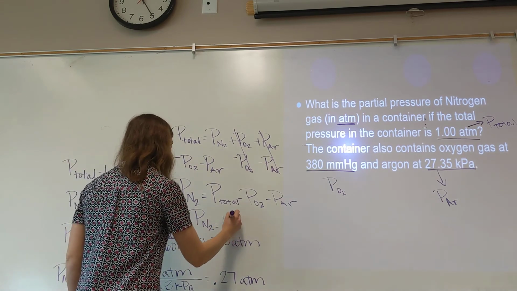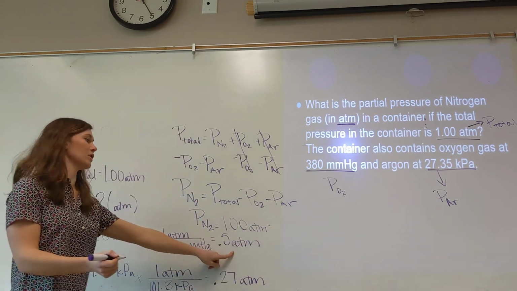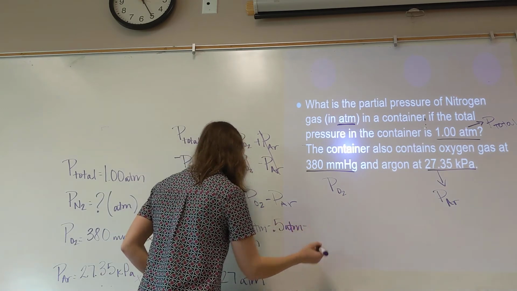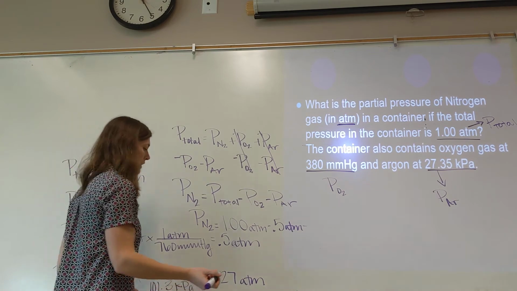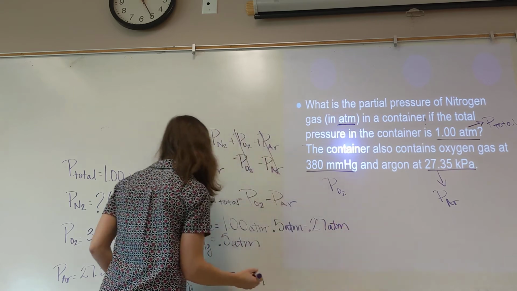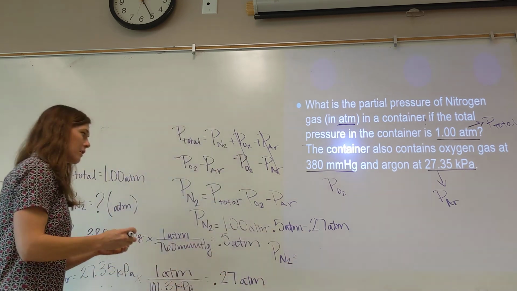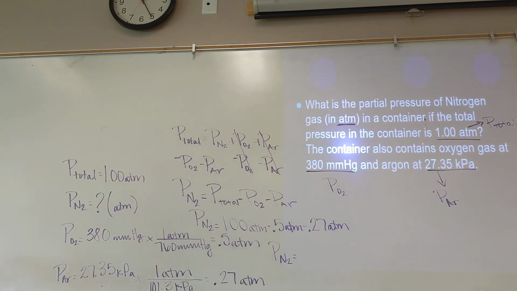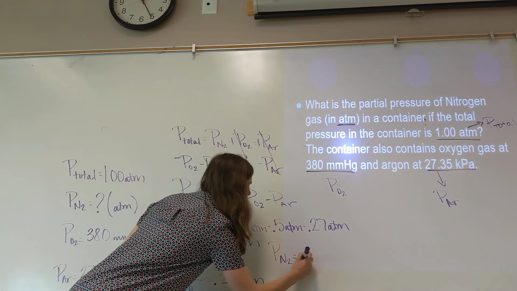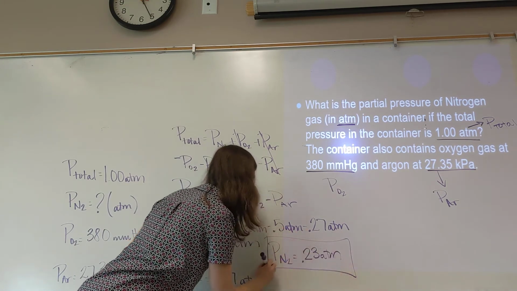So my P total was 1 atmosphere. Minus the partial pressure of oxygen was 0.5. Minus the partial pressure of argon is 0.27. So the partial pressure of nitrogen will be equal to 0.23. And we're finished.